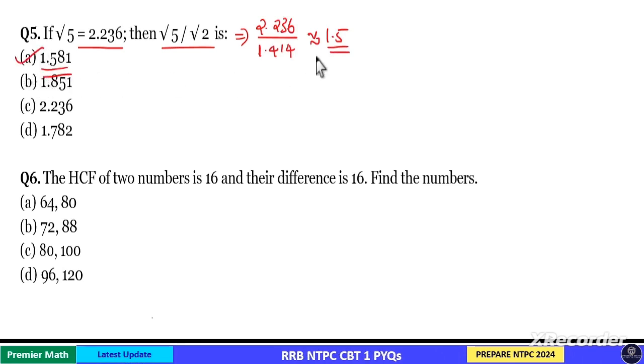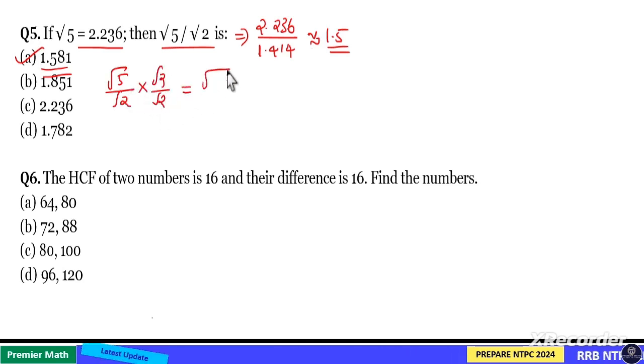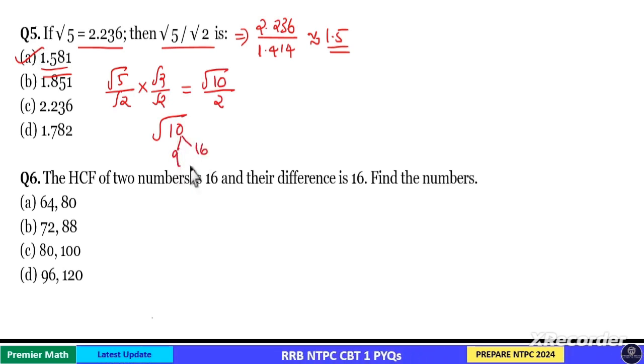If you are not satisfied with this solution, you can write root 5 by root 2 as root 5 by root 2 into root 2 by root 2. That is, just multiply it with root 2 by root 2. This will become root 10 by 2. Now for the root 10 value, find the square values nearest to 10, which are 9 and 16. That is, 10 is between 9 and 16. 3 square is 9 and 4 square is 16. But here 9 is nearest to 10. So you can leave 16 and write 10 in terms of 9. That is, root 10 is root 9 plus 1.